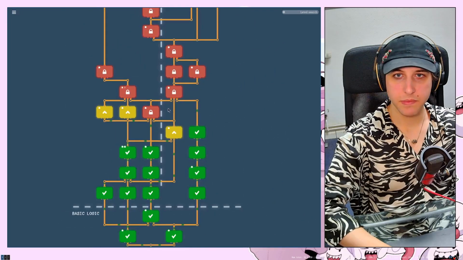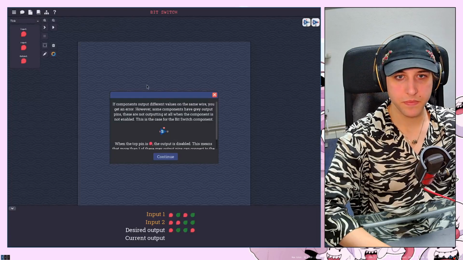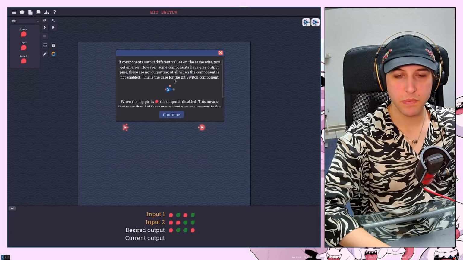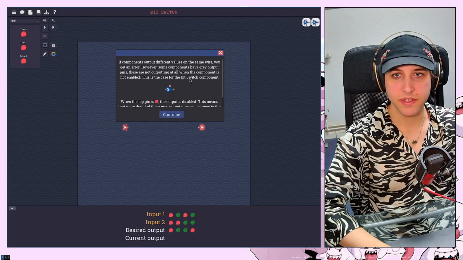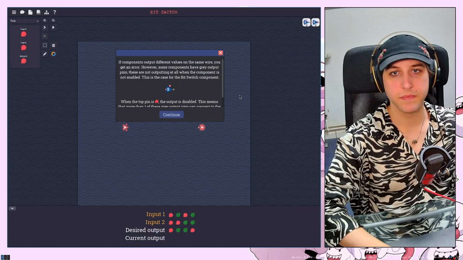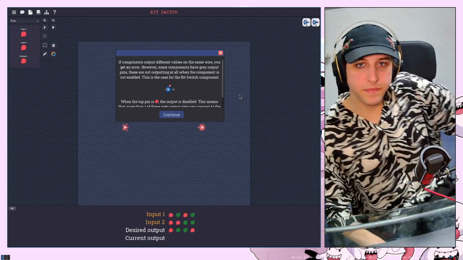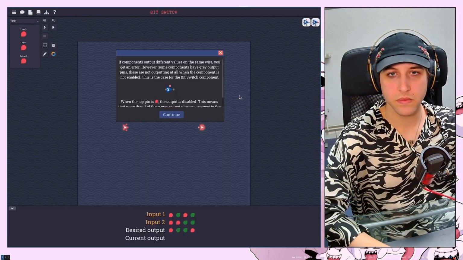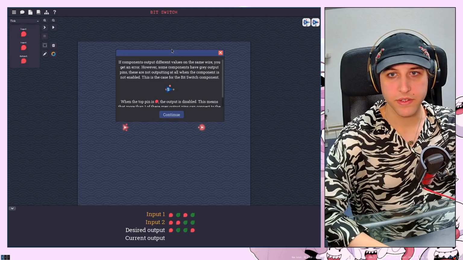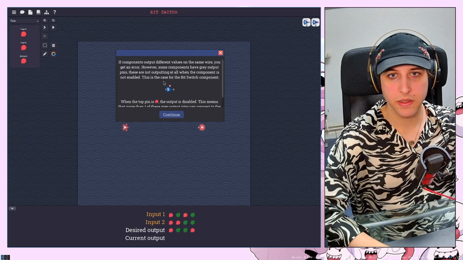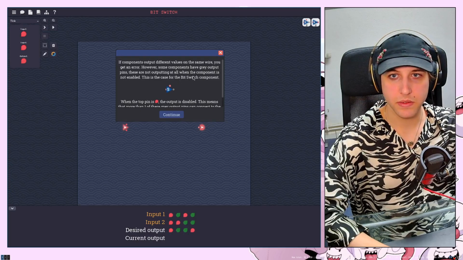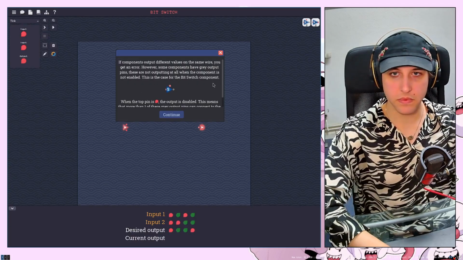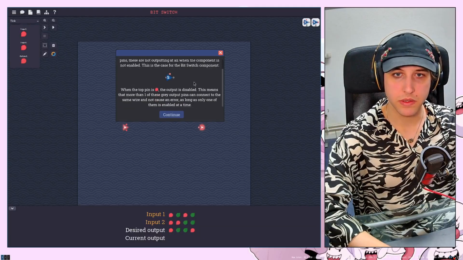Next level we are going to play is the bit switch. If a component outputs a different value on the same wire, you'll get an error. However, some components have gray output pins. These are not outputting at all when the component is not enabled. This is the case for the bit switch component.